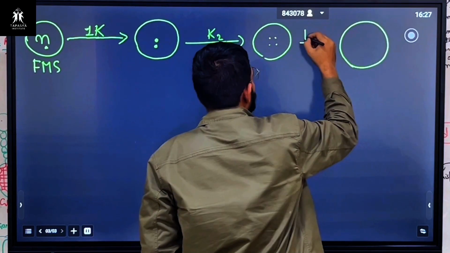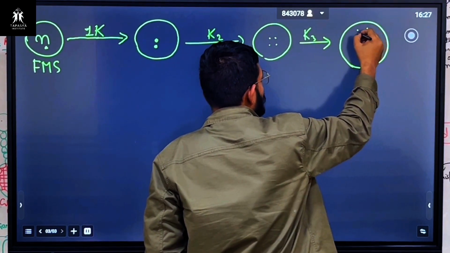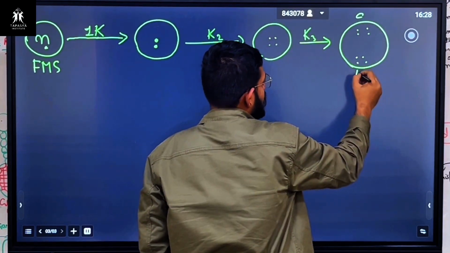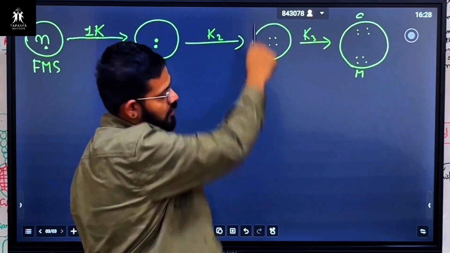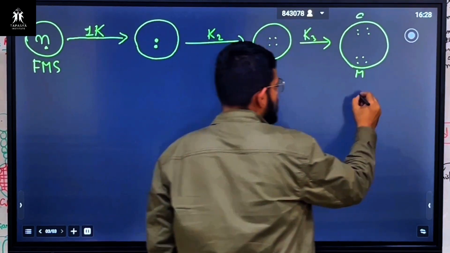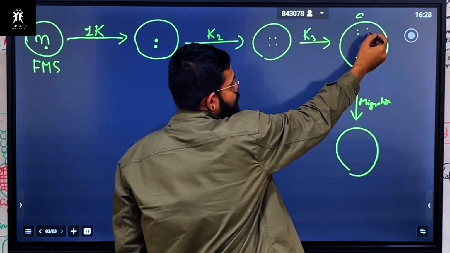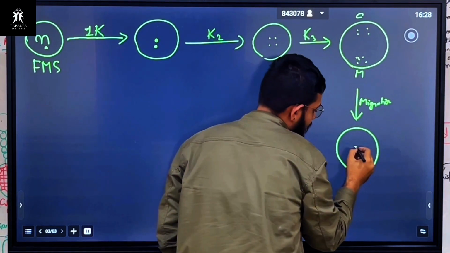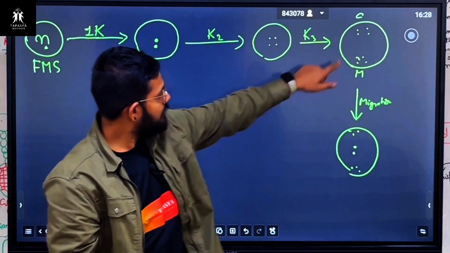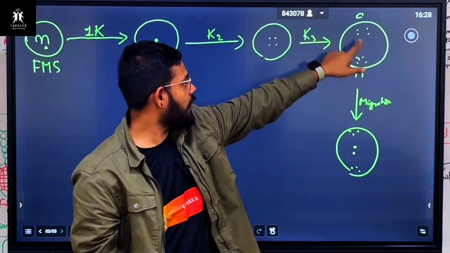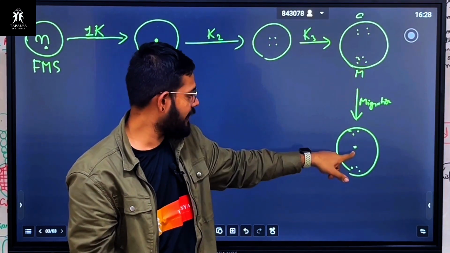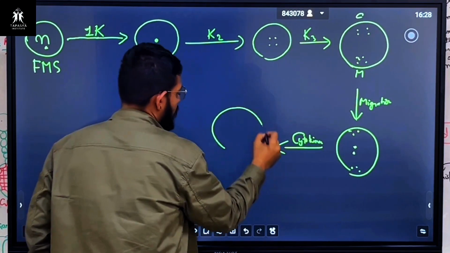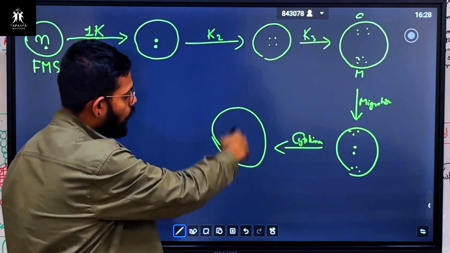Now karyokinesis 3 will happen, and there are 4 nuclei here and 4 nuclei here: 4 at the chalazal end and 4 at the micropylar end. Now next is migration. One nucleus from the chalazal end and one nucleus from the micropylar end will migrate to the center of the cell. And now the next step is cytokinesis, meaning formation of cells around all the nuclei with a cell membrane.